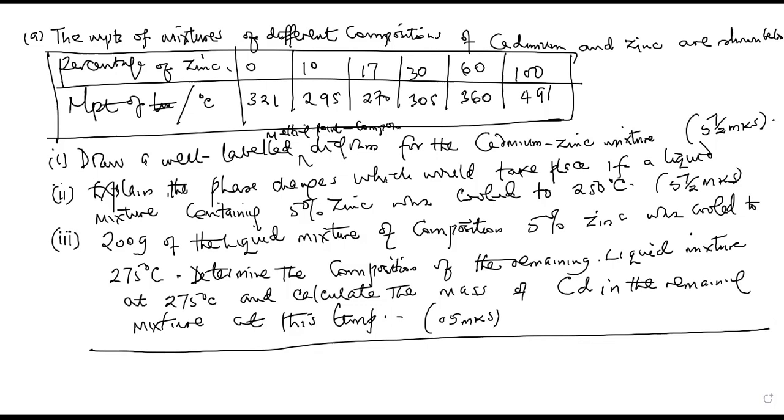Okay, so now it means that when the percentage of zinc was 0 and you have the melting point as 321, it means that at 0 composition of zinc, we have 100% of cadmium. So it would imply that 321 will be the melting point of cadmium. Let's see plotting. Of course, I'll put something simple in that I want to describe with all the information still here.